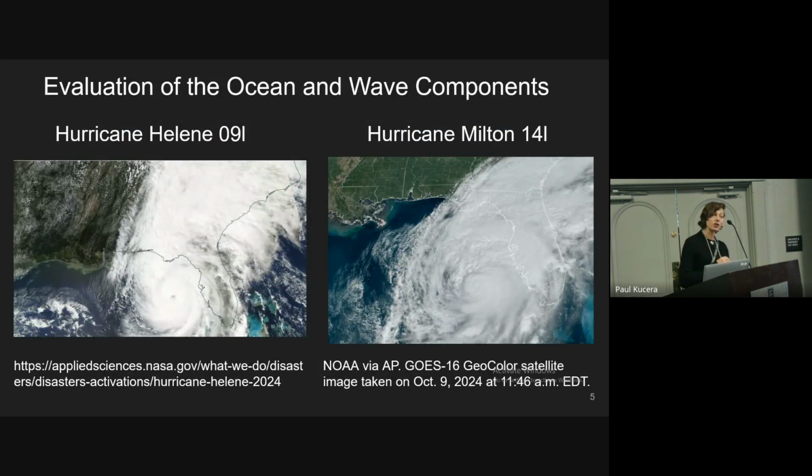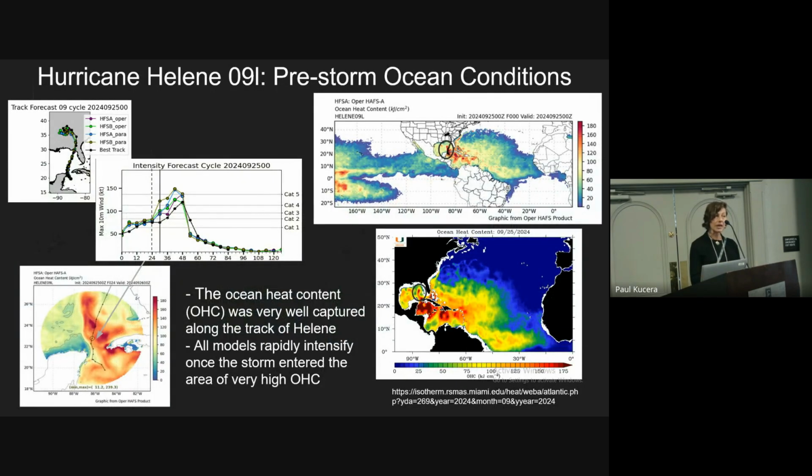For the evaluation of the ocean and wave response, I'm going to focus on two high-impact storms, Hurricane Helene and Hurricane Milton. We have heard many things about these storms, but I will continue doing the same thing. For Hurricane Helene, we look at the pre-storm ocean conditions, in particular the ocean heat content along the storm track. Here, in the interest of time, I'm only showing this figure for HAFS-A, but we obtained very similar results for HAFS-B operational and HAFS-A and B parallel.